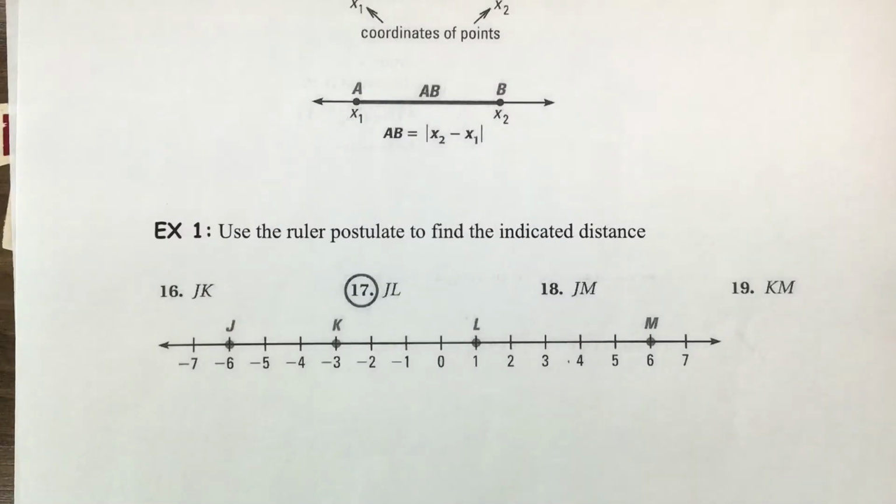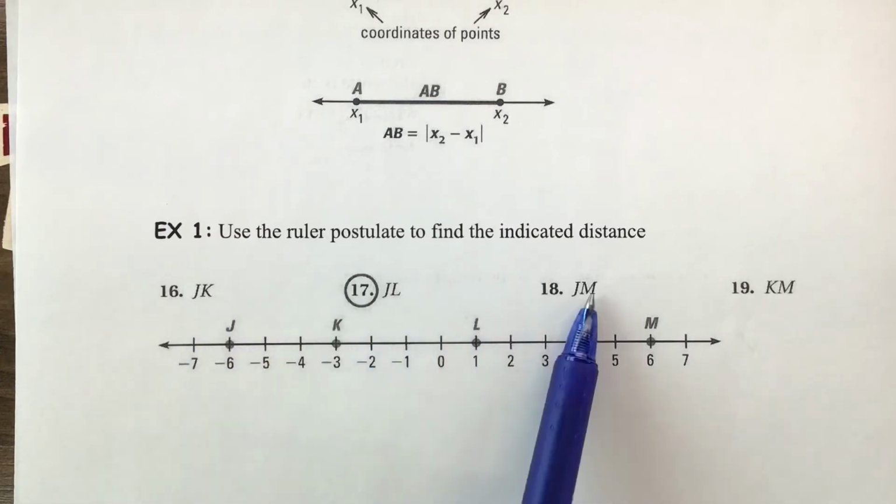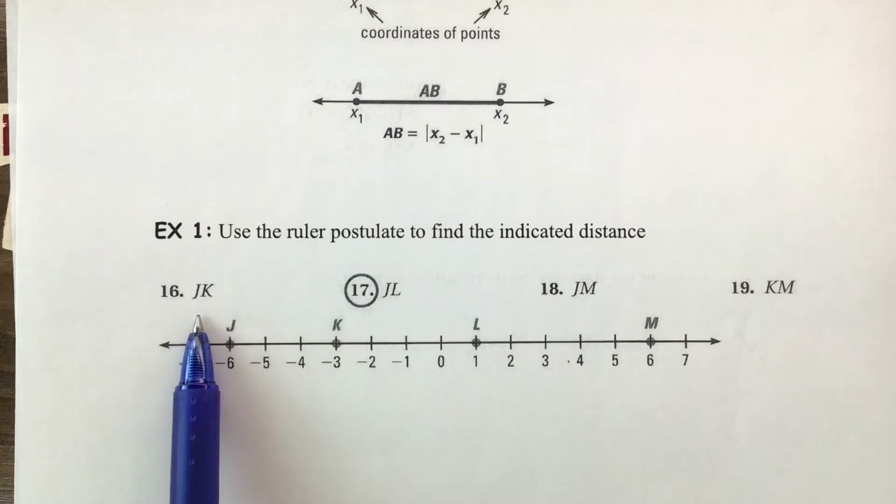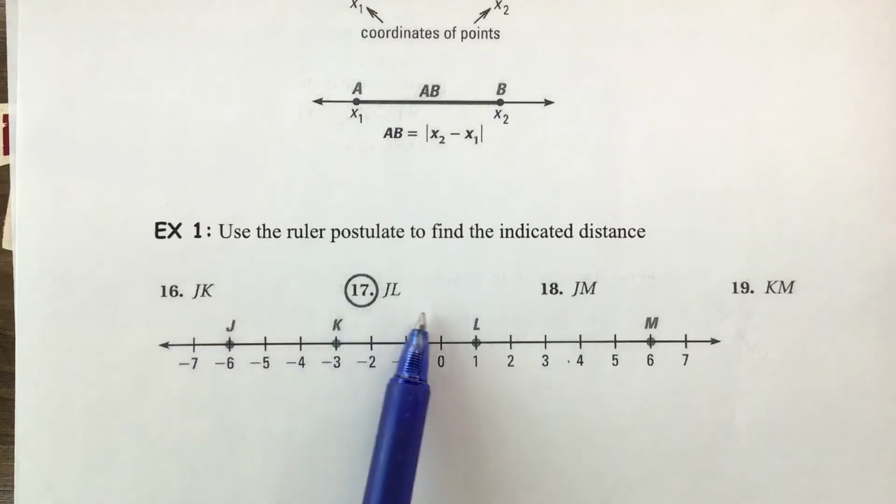In example number 1, we're going to use the ruler postulate to figure out the distance between certain points. So what we have here is a picture of a number line that's got values all the way from negative 7 to 7. We've also got some points that have been identified: J, K, L, and M. Then we've got 4 problems to work on here. What you're going to notice in each of these is there's not a lot of information said. It's just 2 letters, JK, JL, and so on.